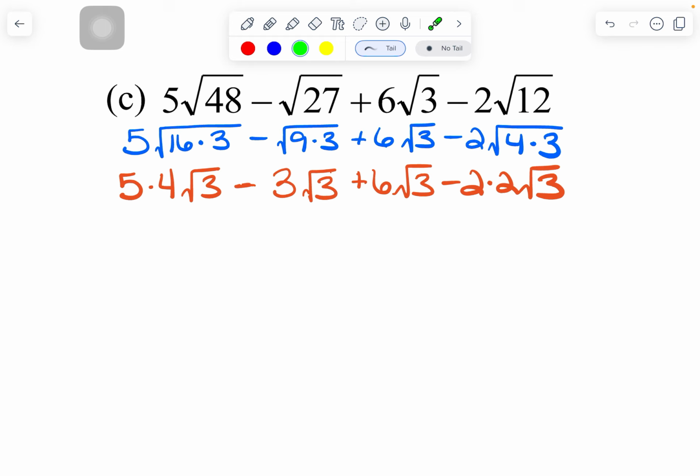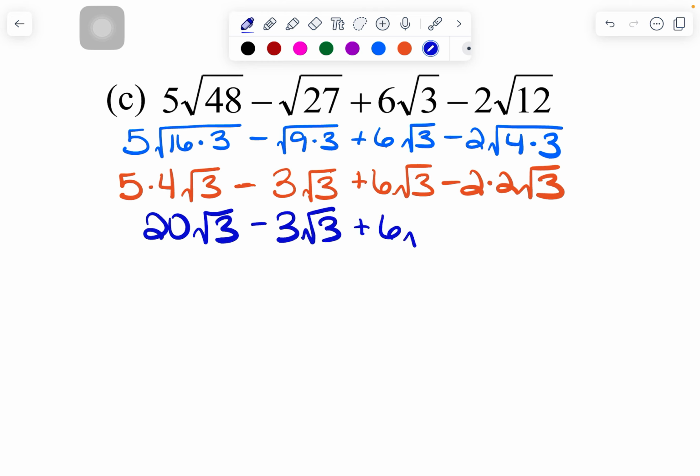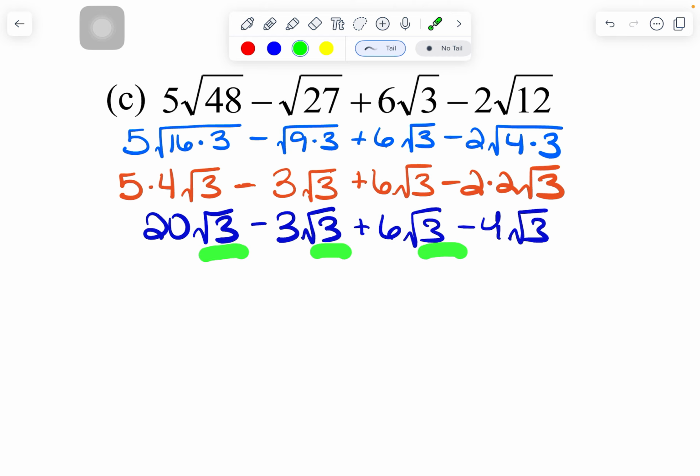So at this point, the good news is all of these terms actually broke down to root 3s. I'm not going to say bad news, but I still need to do some more math before I can do any kind of addition or subtraction. So right here and right here, I'm going to do a little multiplication first. So we're going to have 20 root 3 minus 3 root 3 plus 6 root 3 minus 4 root 3. And now all of these are like radicals.